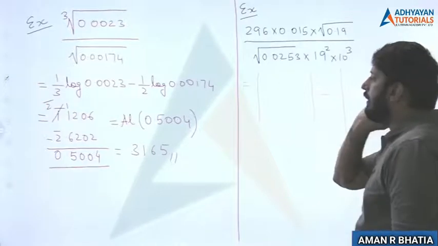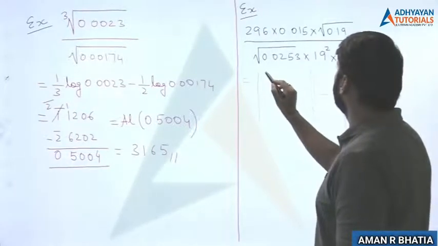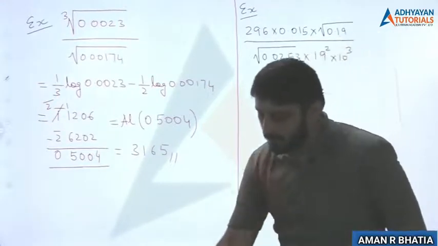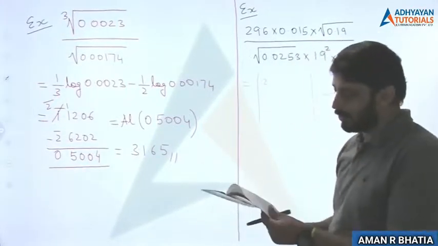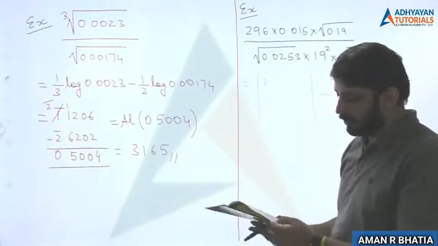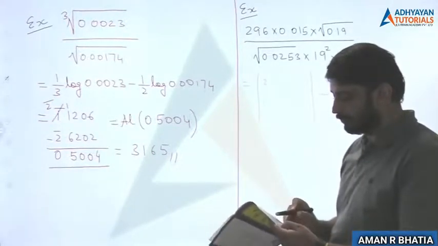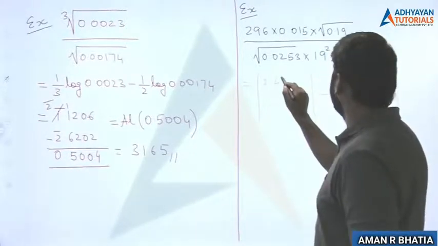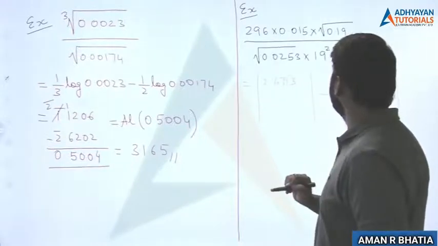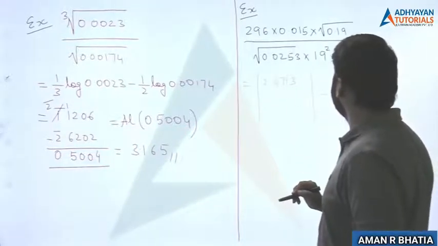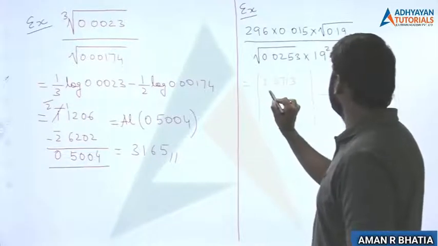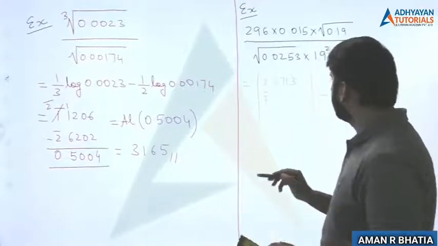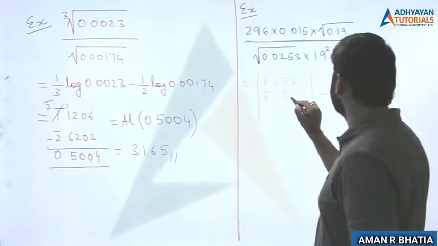296, my characteristic is going to be 2. 29 में 6, 29 में 6. So I'll go to the logbook. 29 में 6, 4713. Then I have 0.015. 0.015 means bar 2. Point 15 में 0. So 15 में 0 is 1761.